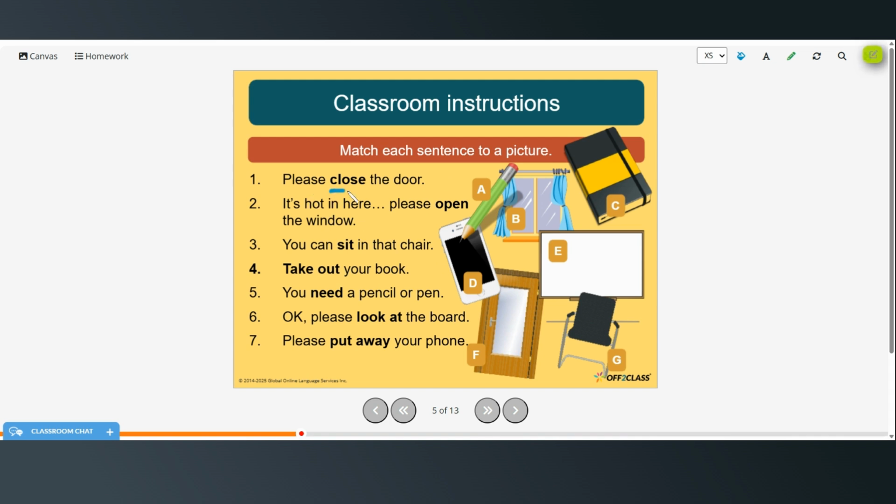So please close the door. That would go with letter F. It's hot in here. Please open the window. That would be picture B. You can sit in that chair. That would be picture G.